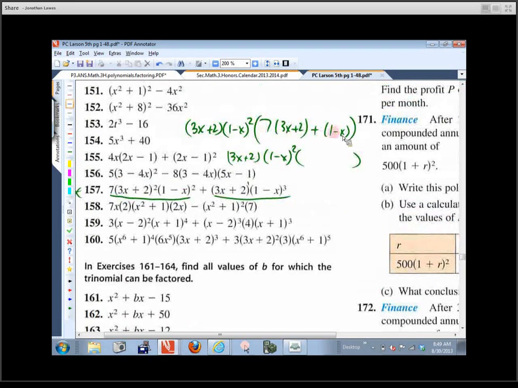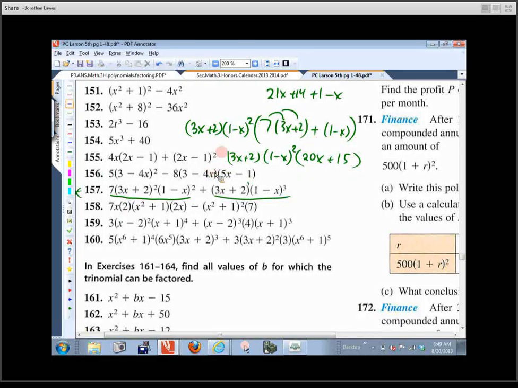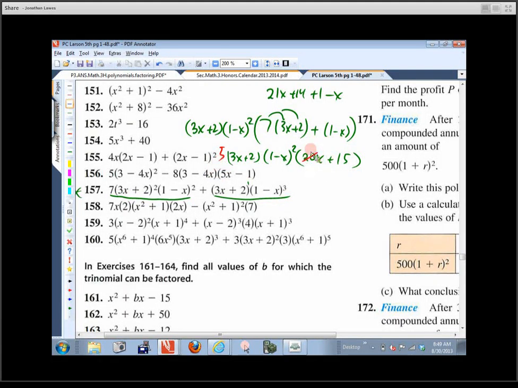What do I do with this mess? Very good. Distribute the 7. 21x plus 14 plus 1 minus x. And let's just calculate what we've got here. 21x minus x, 20x, 15. And am I done? Almost. Really close to being done. What could I do with this one right here? Take out a 4. So pull a 4 out front. Oh, sorry, 5. Pull out a 5. What does that change this to? A 4, and changes this to a 3.